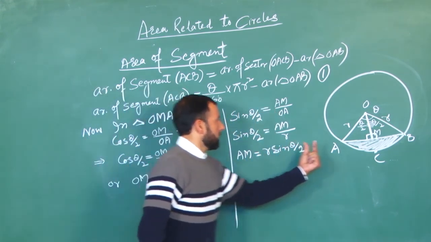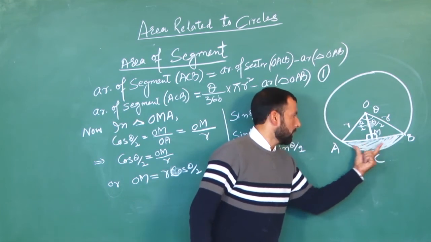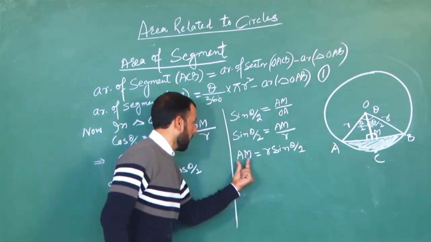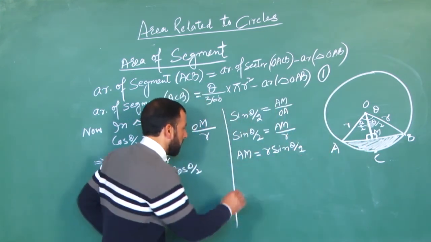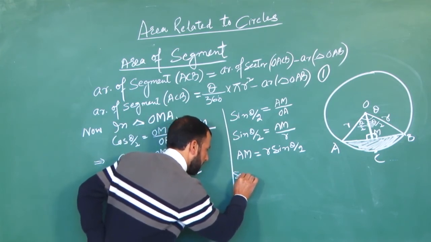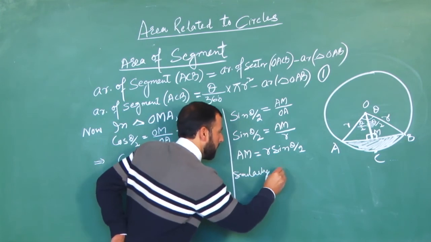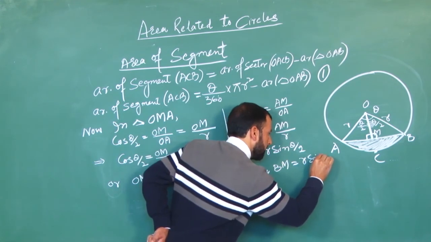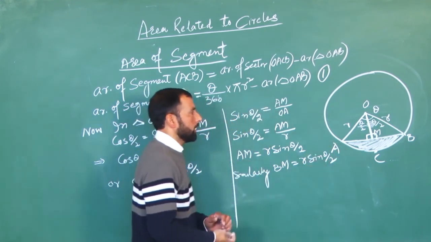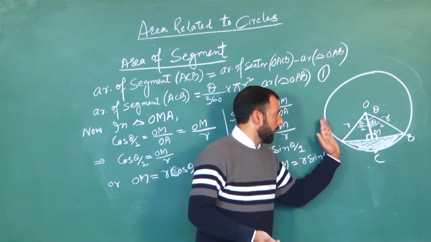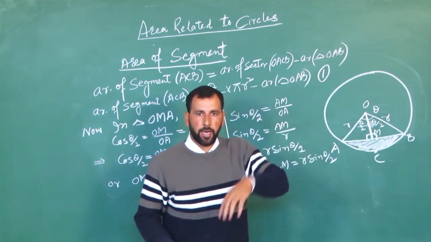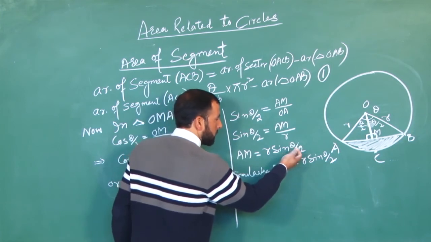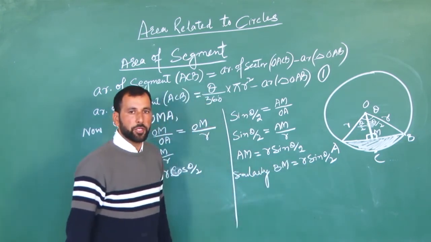Now AM is half part of the base, because the base is the total line AB, and we are finding this AM is equal to R sine theta by 2. Similarly, BM is equal to the same R sine theta divided by 2, because this perpendicular OM divides the triangle OAB into two congruent triangles. So by CPCT, AM is equal to BM. So AM is R sine theta by 2. Similarly, BM is R sine theta by 2.